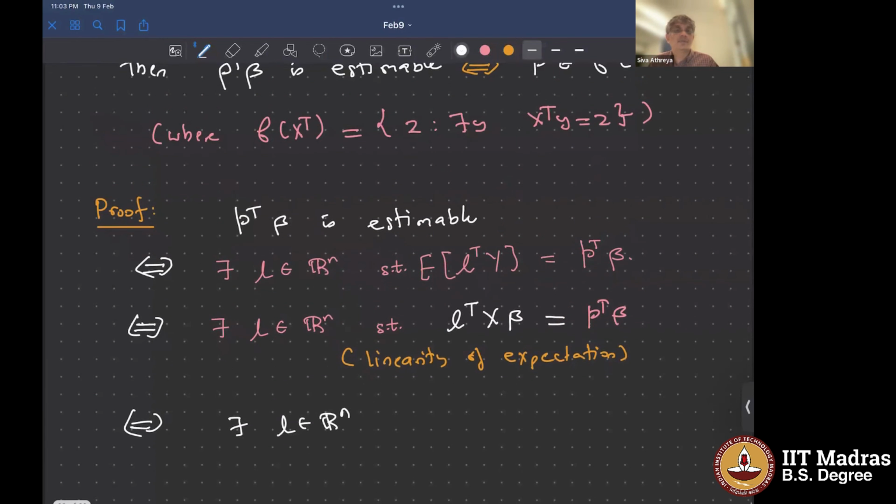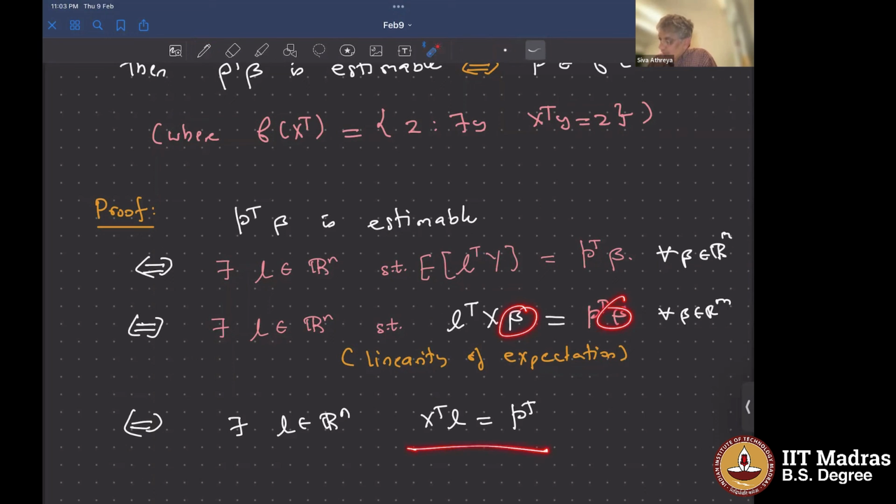So I should just state it properly. Let beta be any vector in Rm; this is true for all beta, because you don't know what beta is. If this is true for all beta in Rm, then a simple way of writing it is that X transpose L is equal to P. Because if this is not true, it will not hold for all beta. A simple linear algebra fact, so I'll leave it as linear algebra.